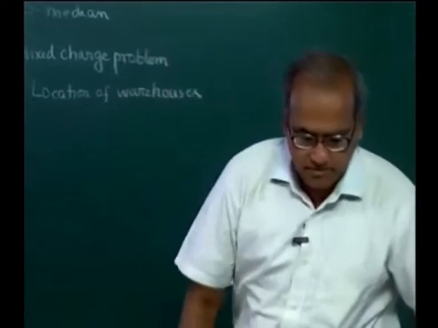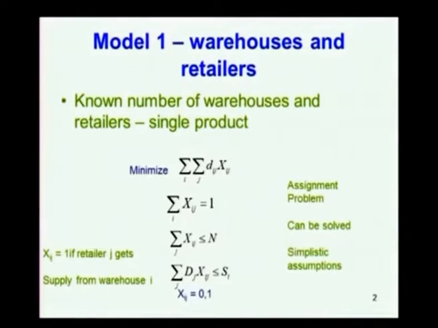So, the most basic model when it comes to locating warehouses and retailers for a single product is an assignment problem, where we minimize Dij Xij, where Xij equal to 1 if the retailer j gets supply from warehouse i and gets all the supply from warehouse i. The model that we show here is to minimize Dij Xij.